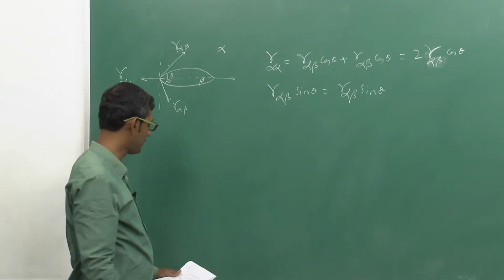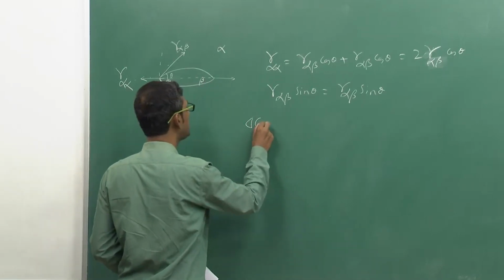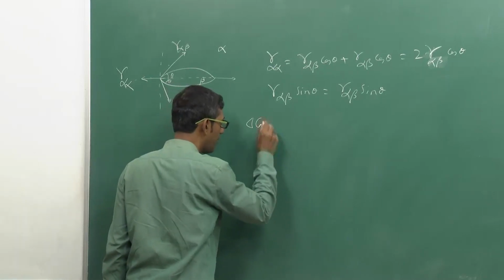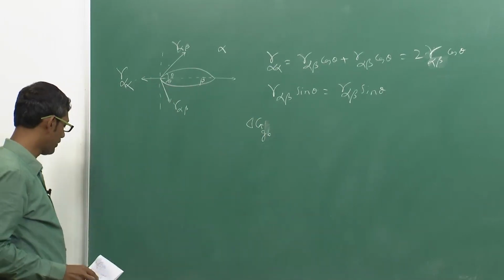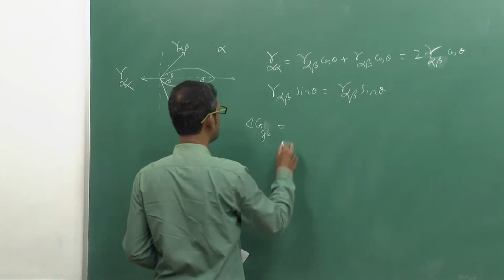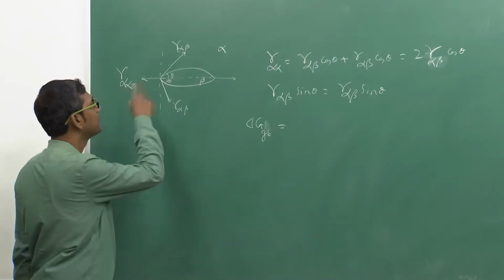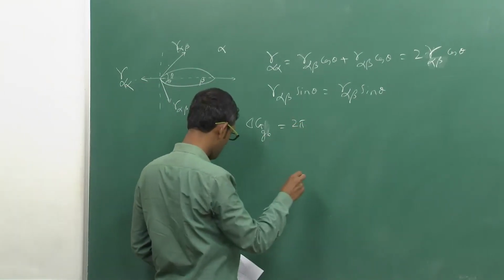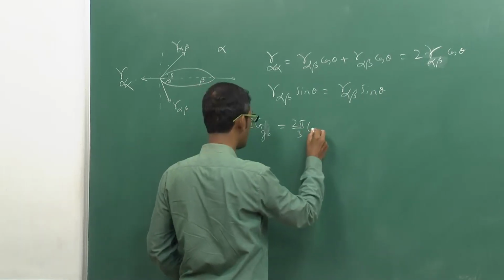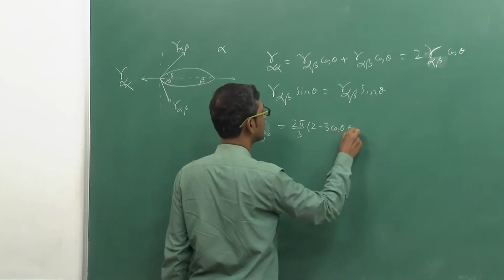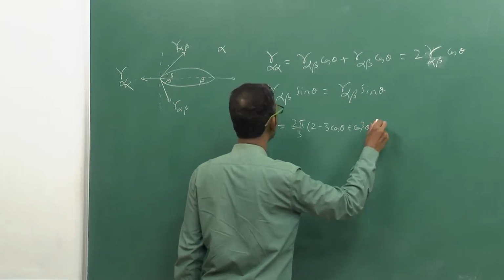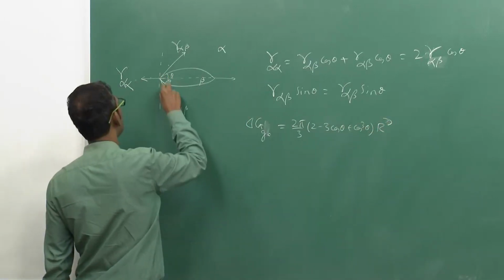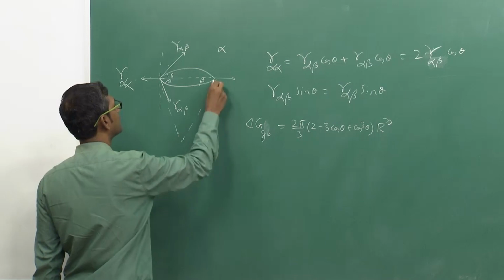So now what is the delta G equation? Let us write this as delta G for the grain boundary, delta G GB. Obviously the volume will be double the earlier volume which I have done. So this is very simple: twice pi by 3, that is equal to (2 minus 3 cos theta plus cos cubed theta) multiplied by r cubed. Again, you can draw R like this.